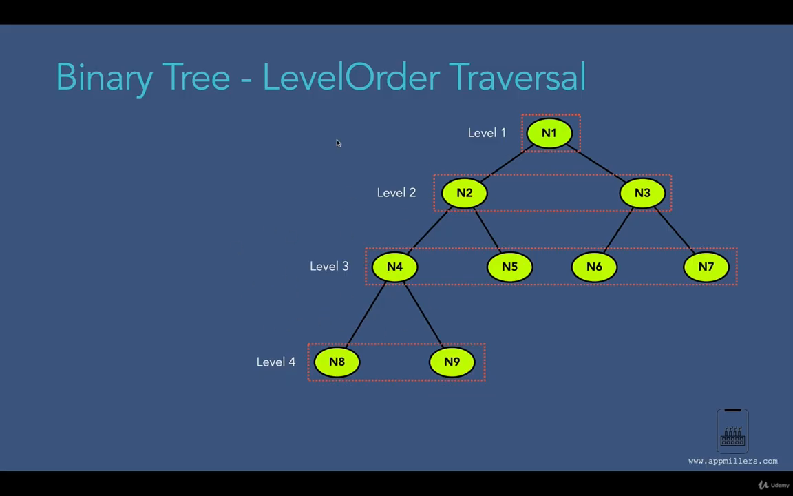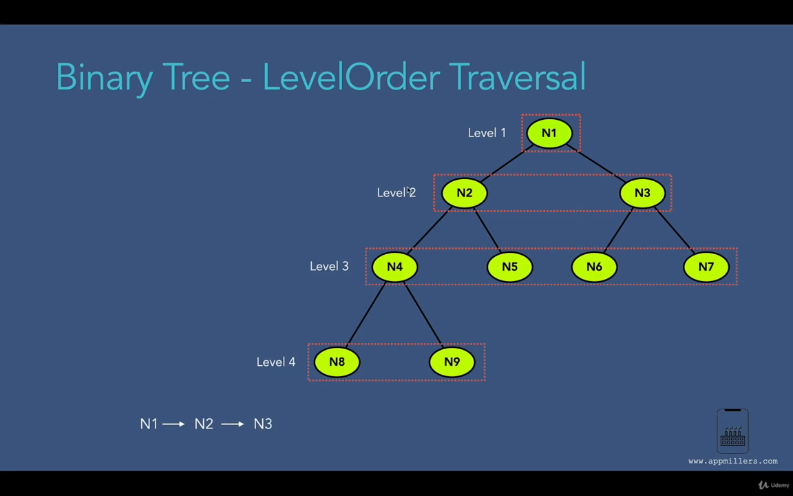So when we start traversal using level order traversal, the first node that we are going to visit is N1, which is the root node. Now after finishing the first node, we are going to continue to the second level. In the second level, we always start from the left subtree. So we are going to visit N2 in this case. Then we continue to N3, which is the right subtree.